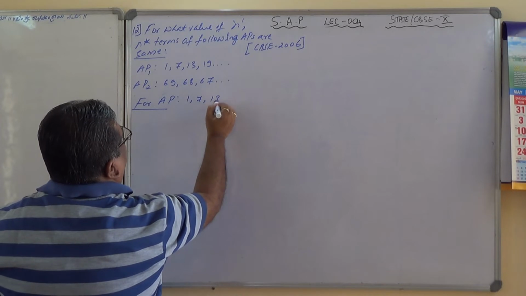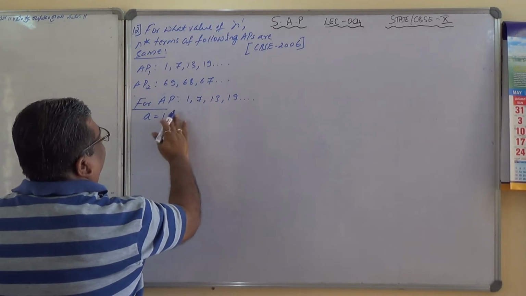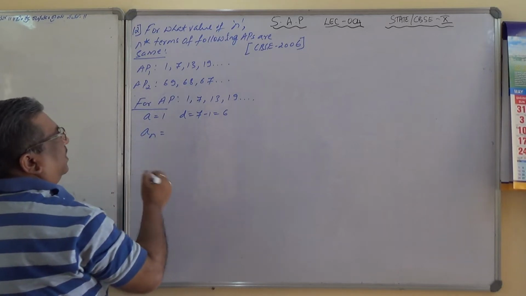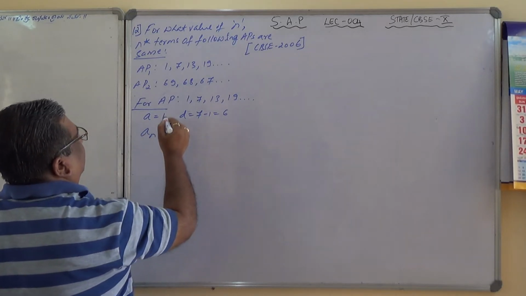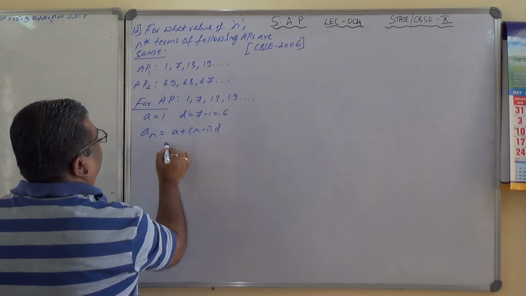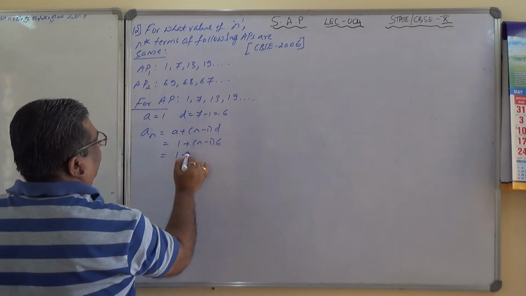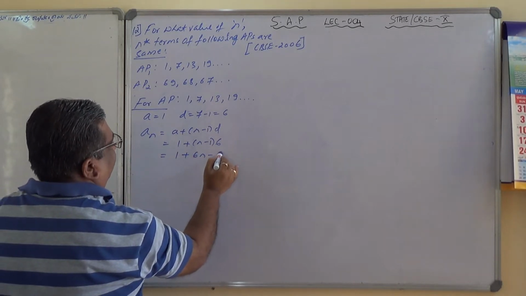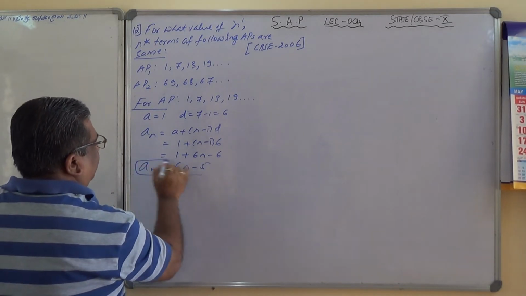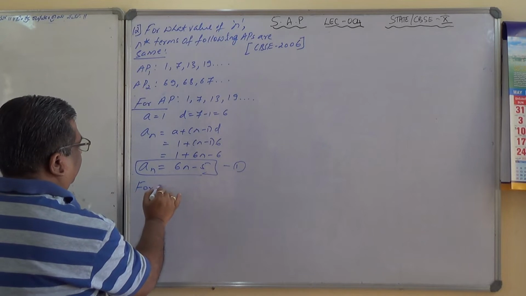1, 7, 13, 19. A equals 1, common difference 7 minus 1, which is 6. So an is the nth term, which is a plus n minus 1 into d, 1 plus n minus 1 times 6, which is 1 plus 6n minus 6, 6n minus 5. This is an over here. Mark it 1.